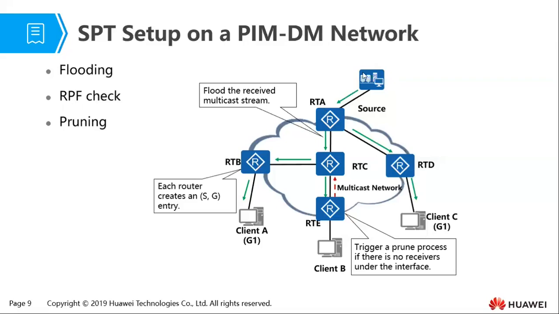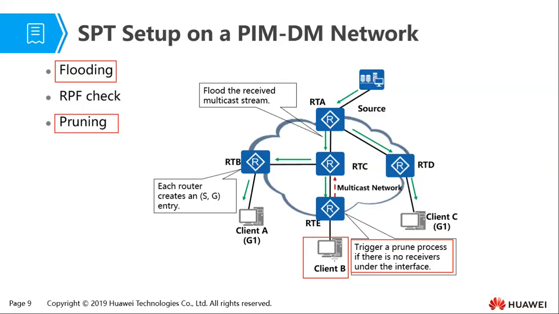Okay, then the last bit after the RPF check is what we call pruning. Now, as we've said, during the flooding, multicast packets are sent to everyone. But now, what if, for example, client B does not require the multicast packet? So what they do is that they trigger a prune process.